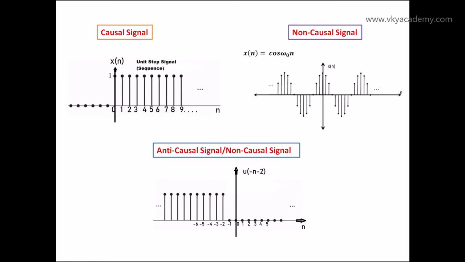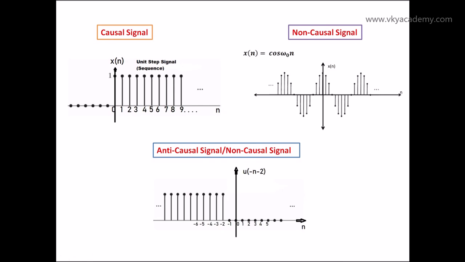So here are a few graphical representations of standard signals. You can see that this is a unit step signal, which is a causal signal, as all the samples are for n greater than or equal to 0. This is cos omega naught n, and it extends from minus infinity to infinity. So this is a 100% non-causal signal, but not anti-causal. The last one is u of minus n minus 2. That means it is a folding plus shifting of u of n.